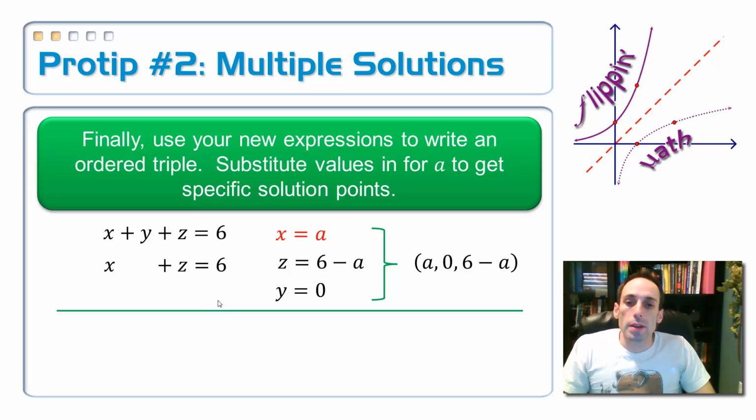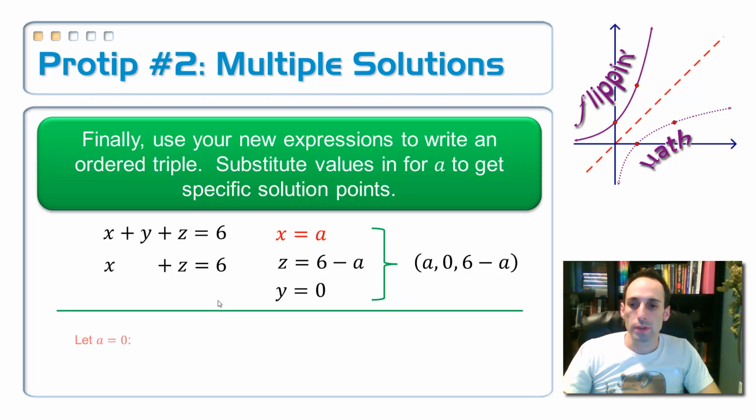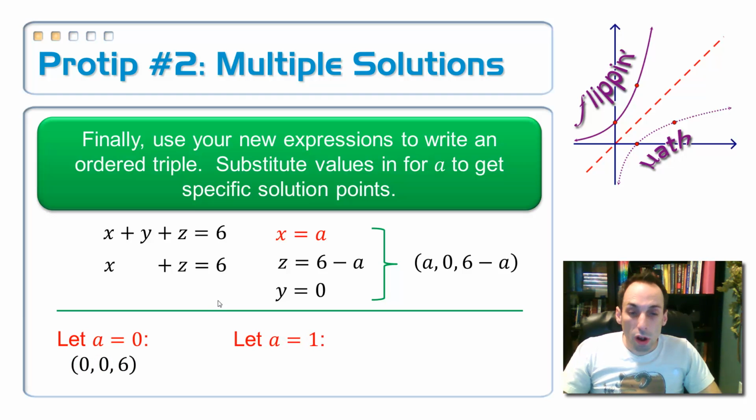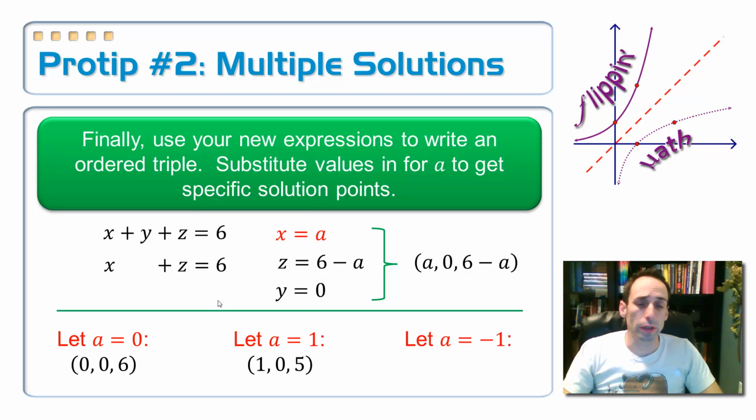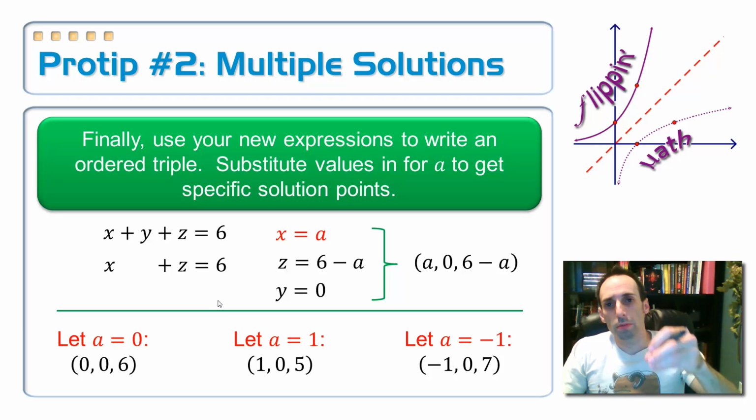Anyway, now all I have to do is make a equal to whatever I want, and I can get an ordered triple on that line. So, for example, if a is equal to 0, I get the ordered triple 0, 0, 6. Right? Just plugging 0 in for a. If I let a equal 1, I would have 1, 0, 5. Or maybe I let a equal -1. I'd have -1, 0, 7. And you can let a equal whatever you want. You can have an infinite number of these points.